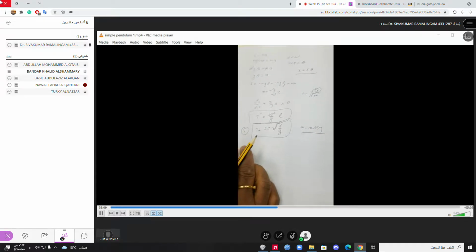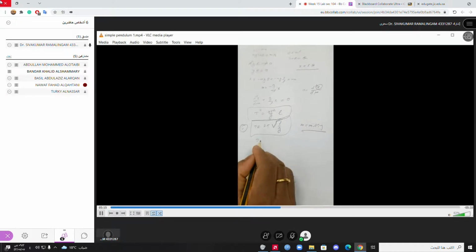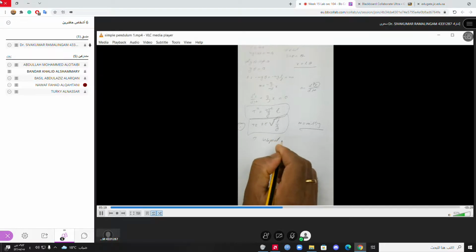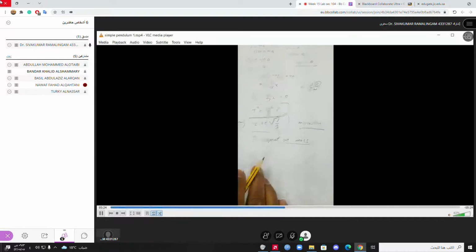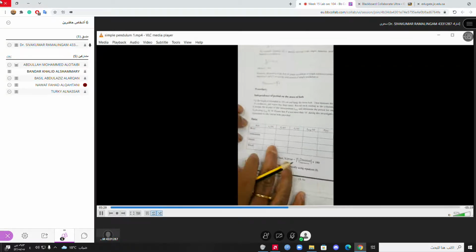This is our first part of the objective. This is the first part I'm going to show: the T is independent of the mass. I'm going to show that. This is the first part of the experiment. Let me come to this. This is the first part I'm going to do.